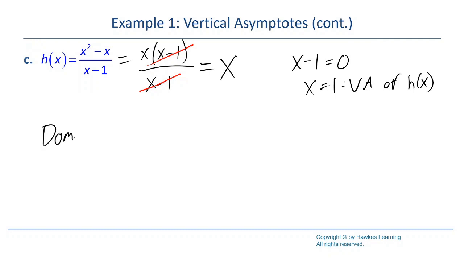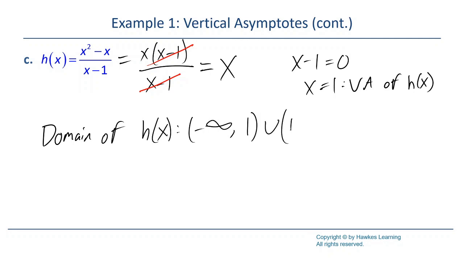So when I do this, domain of h of x, it's going to be negative infinity to 1 union 1 to infinity. And so with that, even though you look at this and go, well, it's just x, why would I not just say the domain's all real numbers? It's because of what it was before you reduced it. h of x is this function, it just also happens to reduce to this. And in this original one, if you plug in 1, you get 0 divided by 0. So you have to be careful of that.